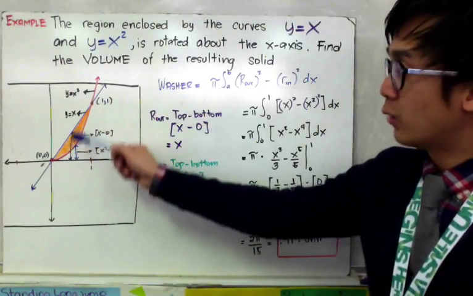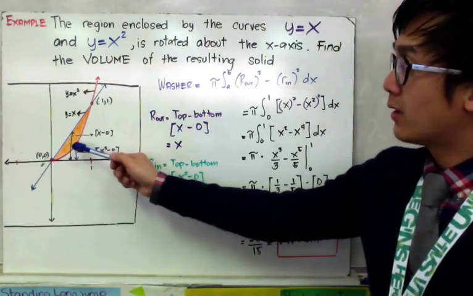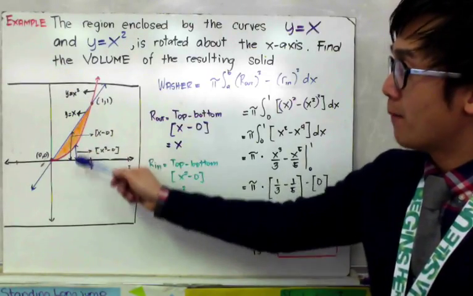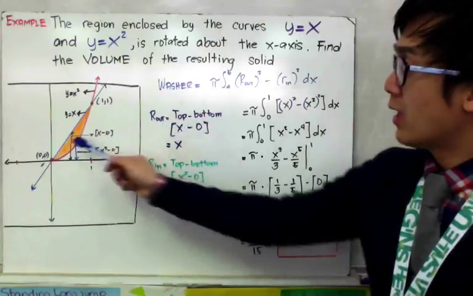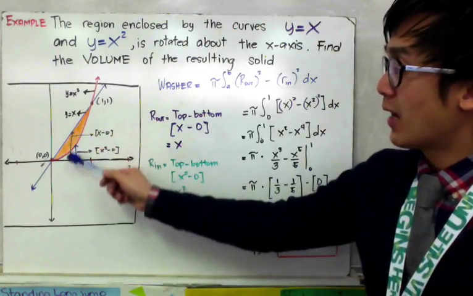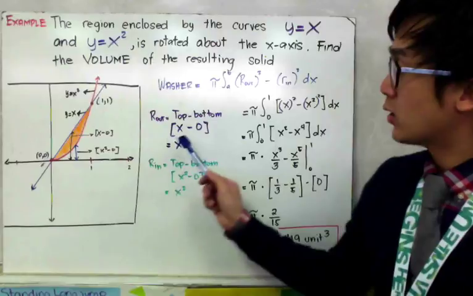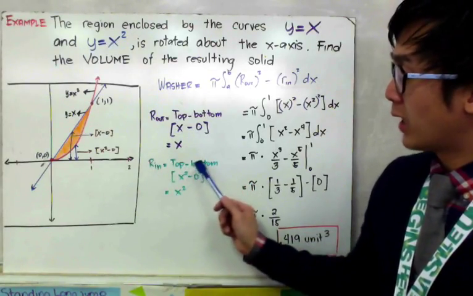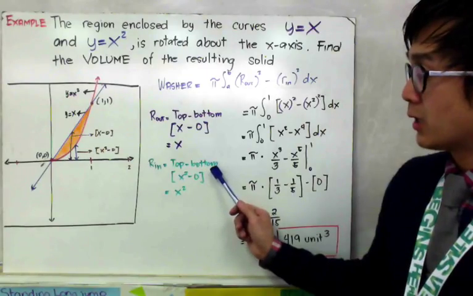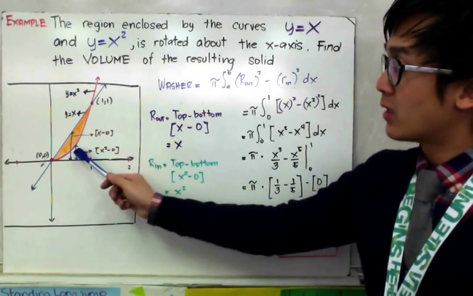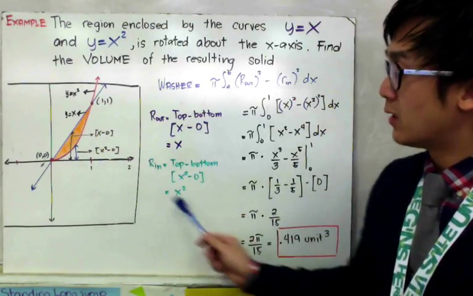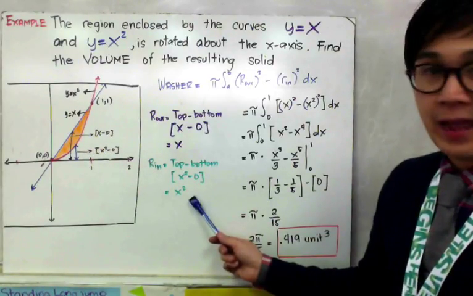If we rotate this figure, this will be your inner radius and the longer radius will be your outer radius. Now to find the measurement of our outer radius, it's basically top minus bottom, which gives us the top function, which is x, and the bottom function, which is 0. So x minus 0 will give us x. And for our inner radius, it's still going to be top minus bottom, but in this particular case, the top function will be our parabola, which is x squared minus 0, giving us the inner radius at x squared.